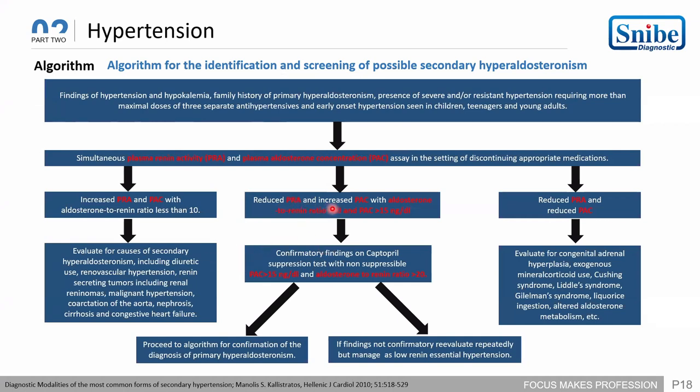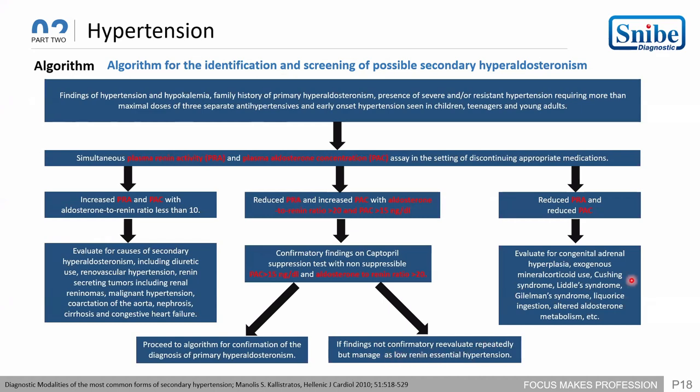Then the reduced PRA and increased PAC with the aldosterone to renin ratio, and then the confirmatory finding on the captopril suppression test with non-suppressed levels, and then they go to the algorithm for confirmation of the diagnosis of primary hyperaldosteronism. If the finding is not confirmed, reevaluate, repeat, or manage as low renin essential hypertension. So on the basis of these results, they can differentiate primary hyperaldosteronism from essential hypertension.